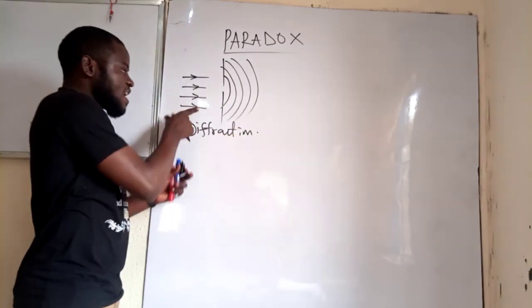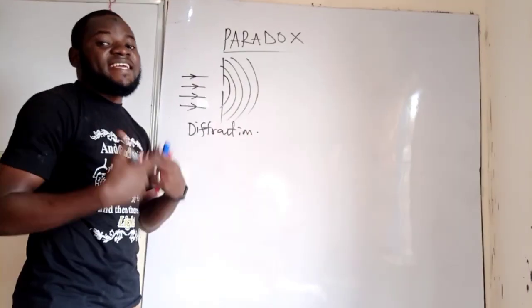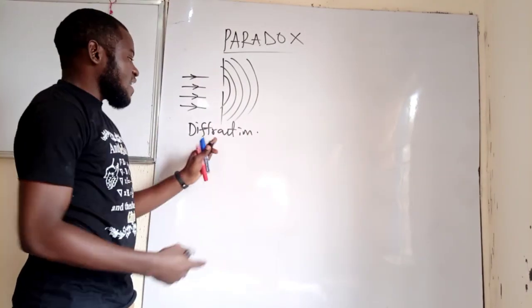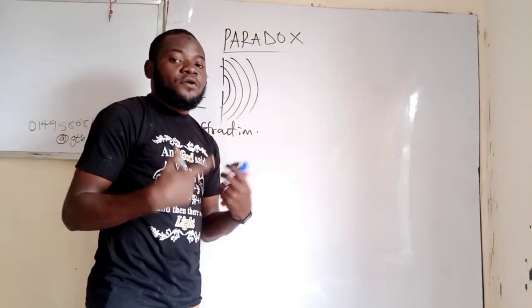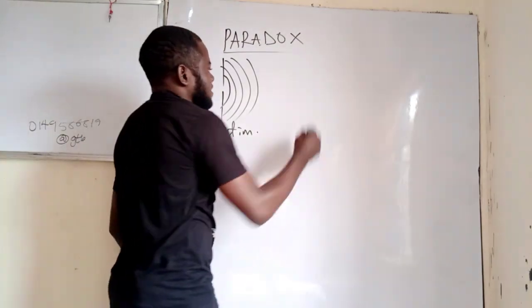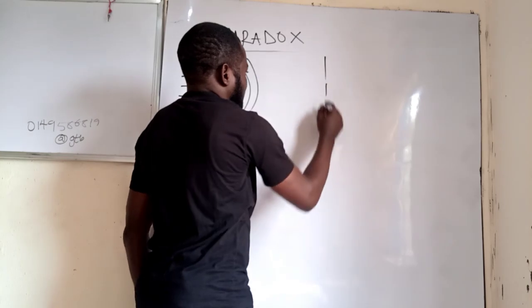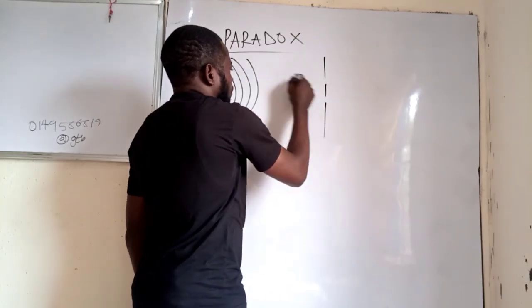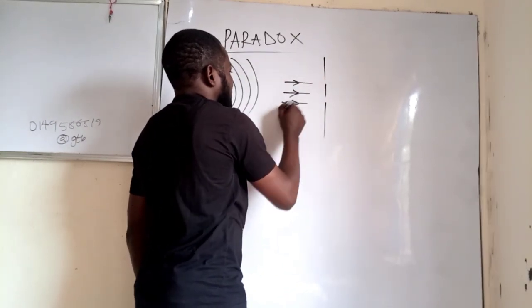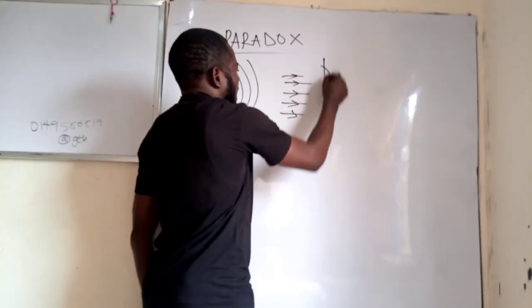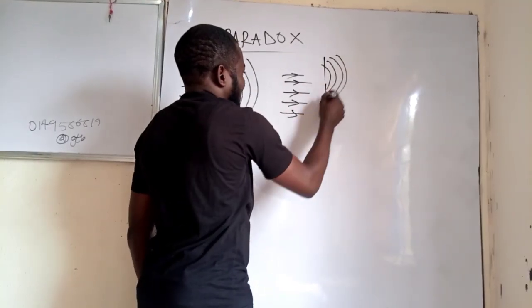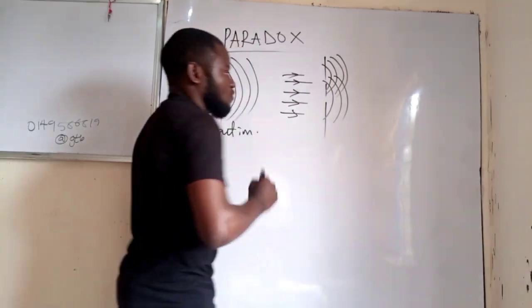Diffraction. So if light can diffract, then it is what? It is a wave. Okay, let's see if light has another property that it can show. Let's consider the double slit experiment. So this is an opening and this is another opening. If this is a light wave that is traveling like this, it diffracts here, and here also diffraction will take place.